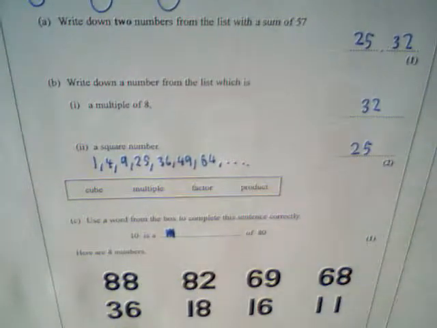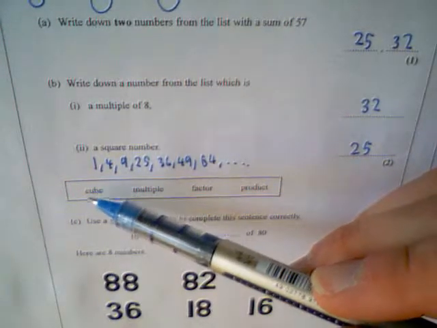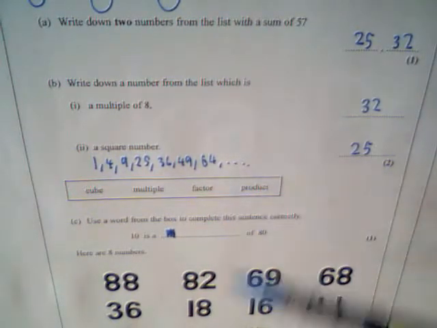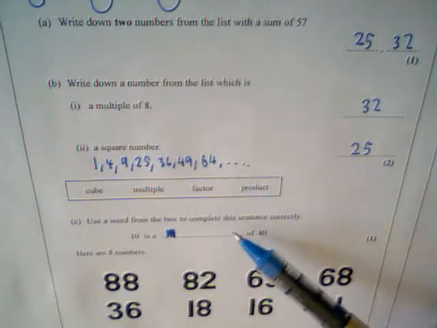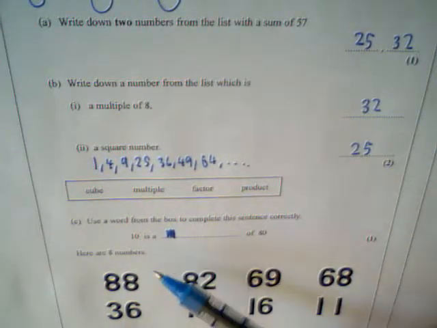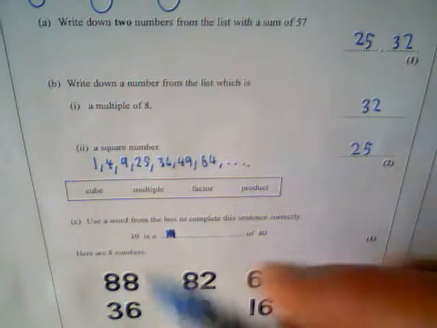I just chose 25. Here we have to use a word from the box to complete this sentence correctly. Well, we have cube, multiple, factor and product, and we see that 10 is actually a factor of 80. Why? Because 10 goes into 80 8 times, so we write factor here.